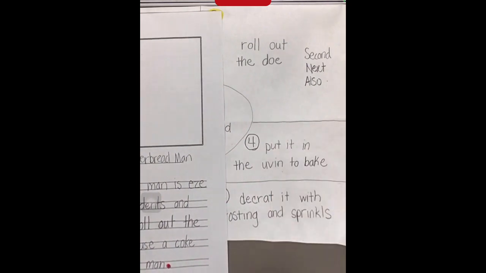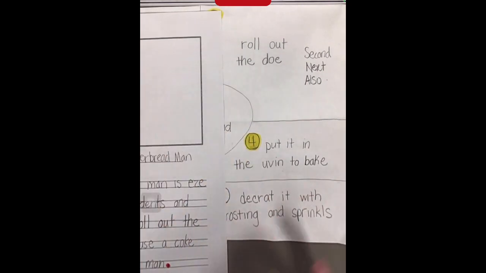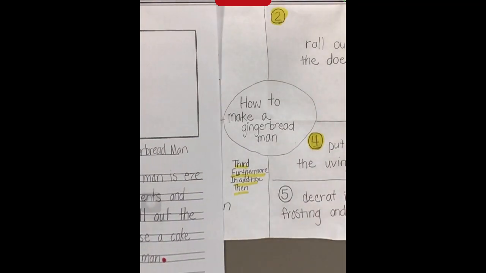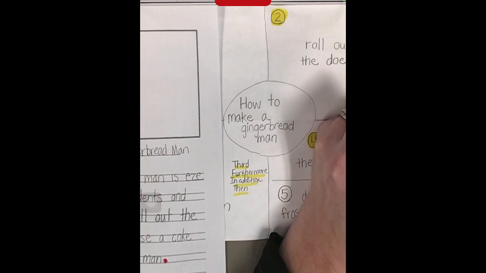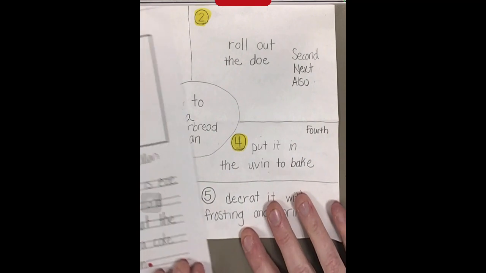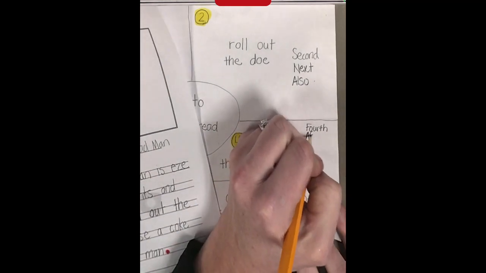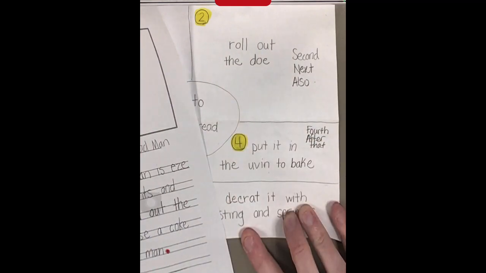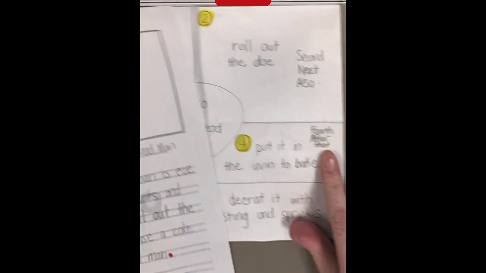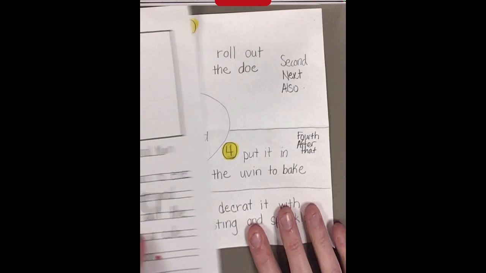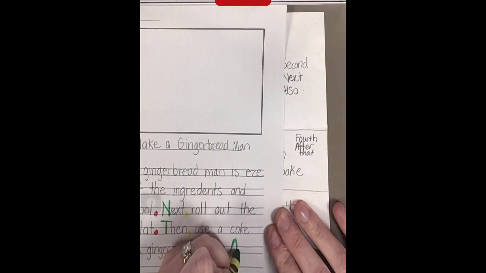Okay, now I'm in my 4th detail. Put it in the oven to bake. So I know that I could do 4th as a transition. I know I can also use furthermore, in addition, then. I can also say after that. Let's see. I think I'm going to use after that. After that, put it in the oven to bake.